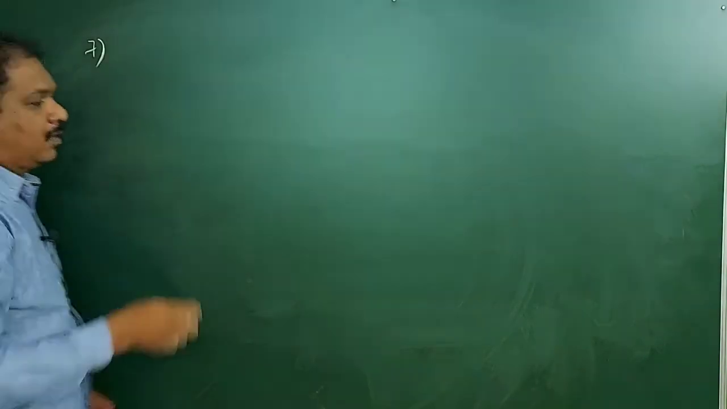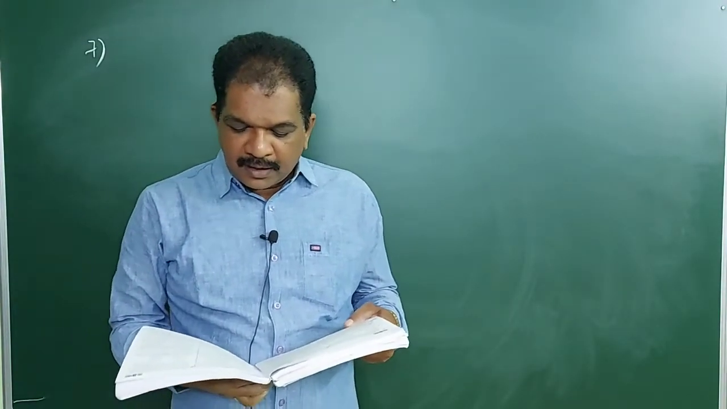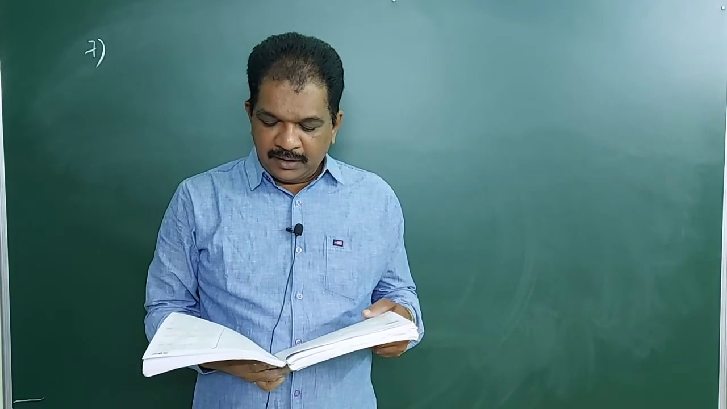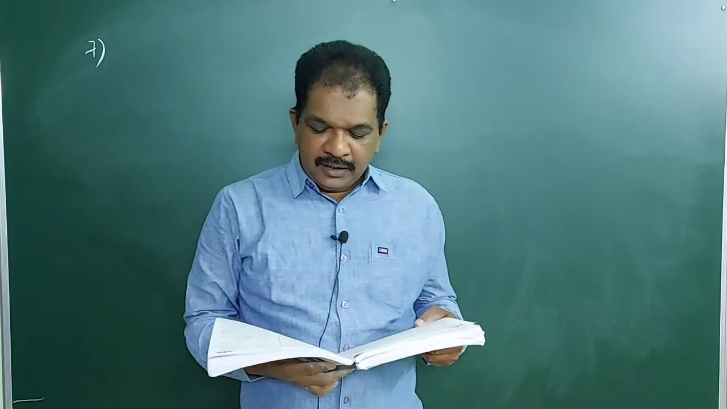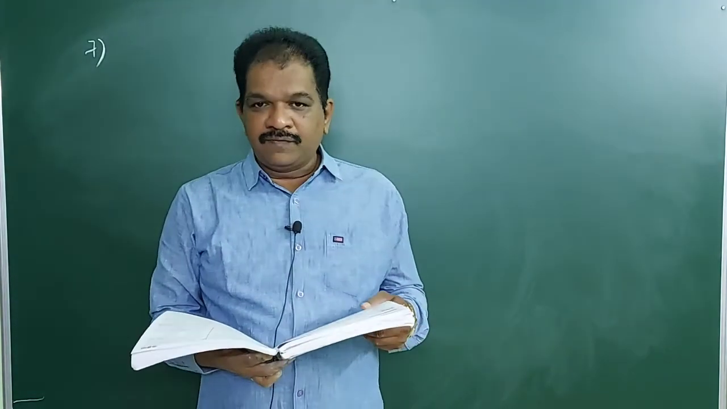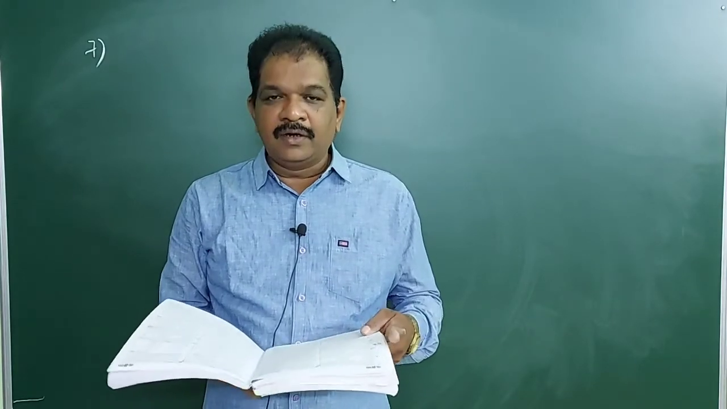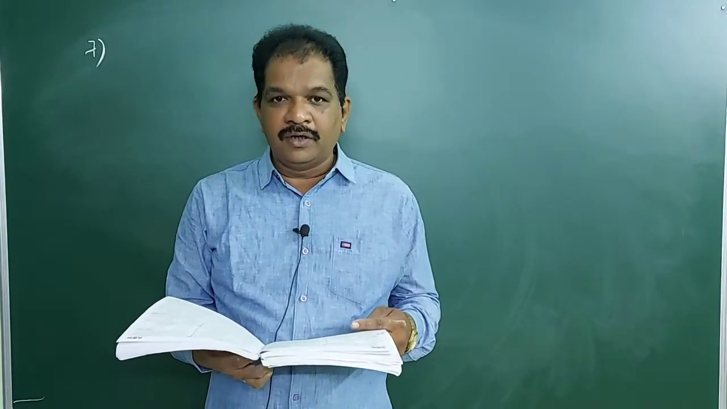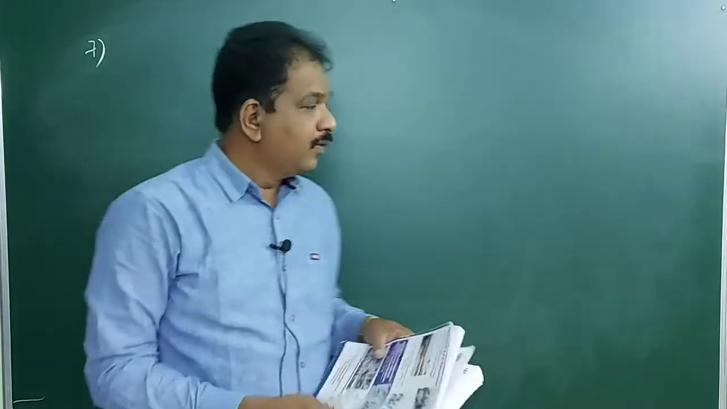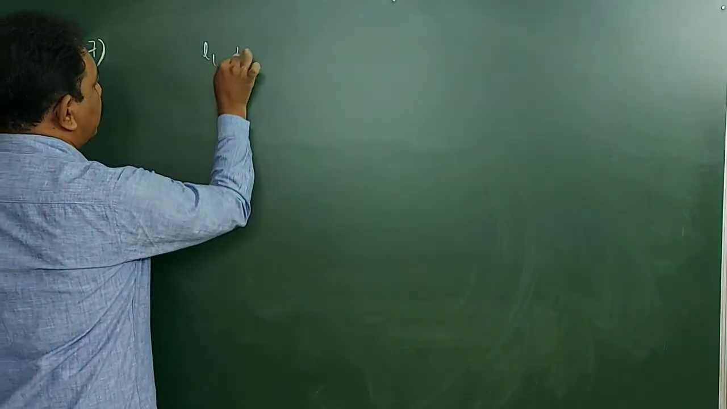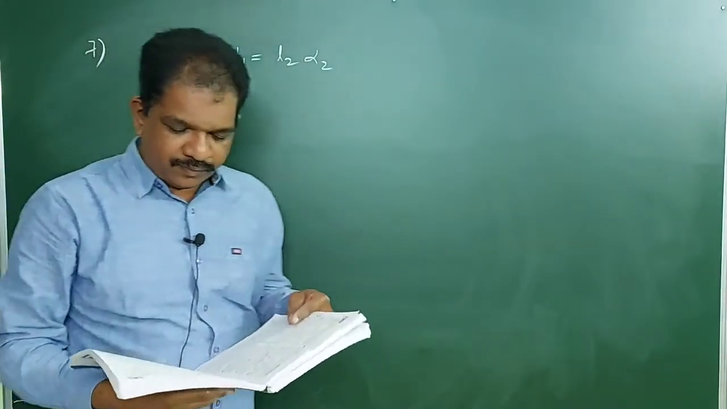What they are asking. A copper rod of 88 centimeter and an aluminum rod of unknown length have their increase in length independent of the increase in temperature. Find the length of the aluminum rod. Same: L1 alpha 1 is equal to L2 alpha 2. Problem number 5: L1 alpha 1 is equal to L2 alpha 2.